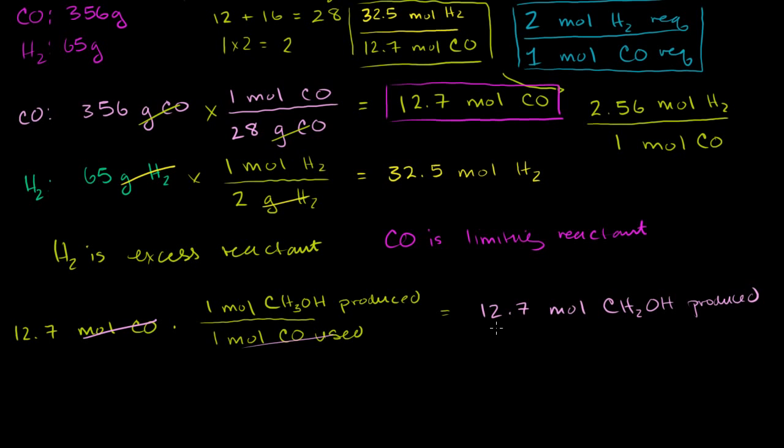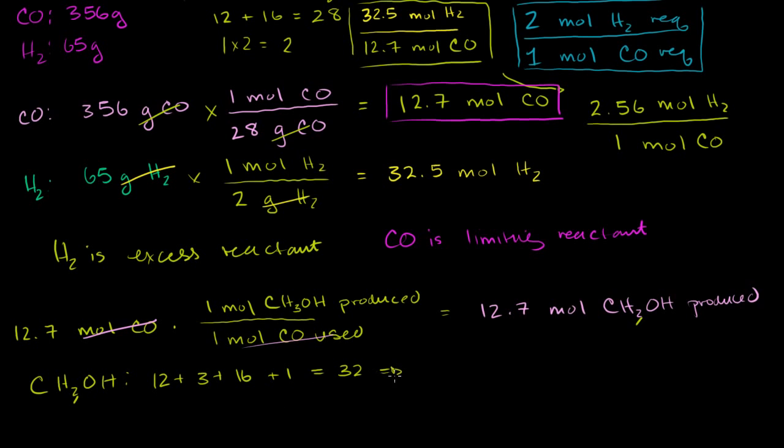And now we just have to figure out what is the mass of 12.7 moles of methanol. And we just think about the atomic weight. So if you look at methanol, CH3OH, its atomic weight is 12 plus 3 times 1 plus 16 plus 1. So what is this? This is 20 plus 12 is equal to 32.